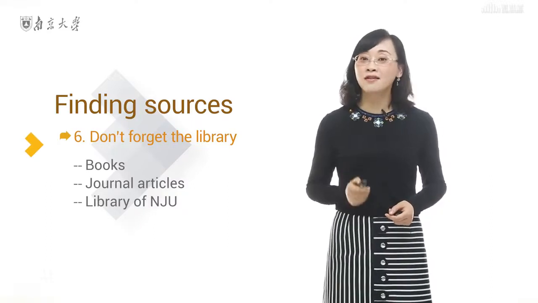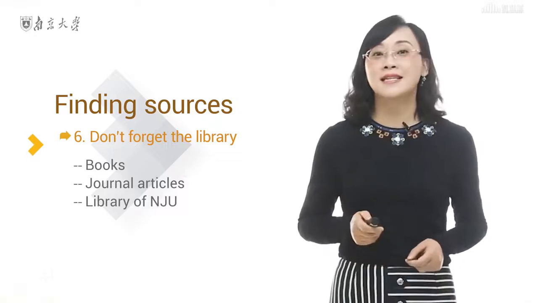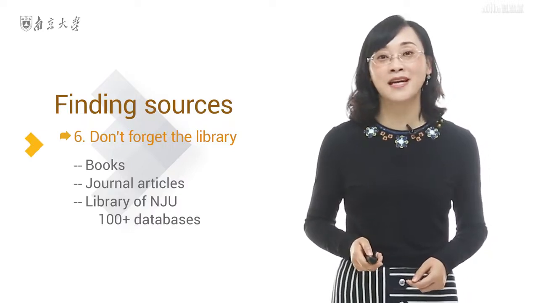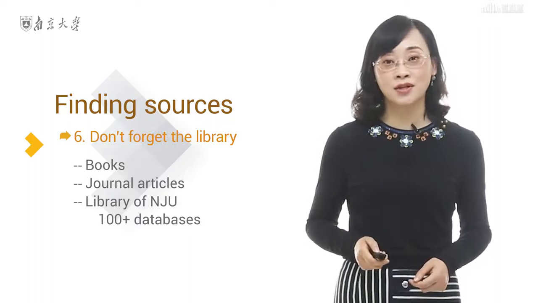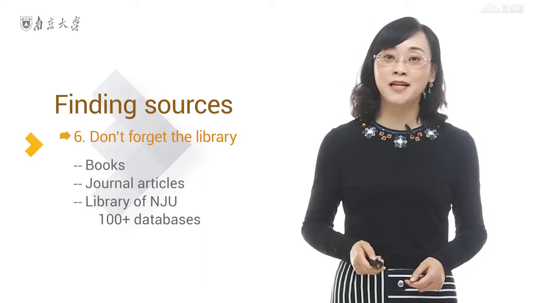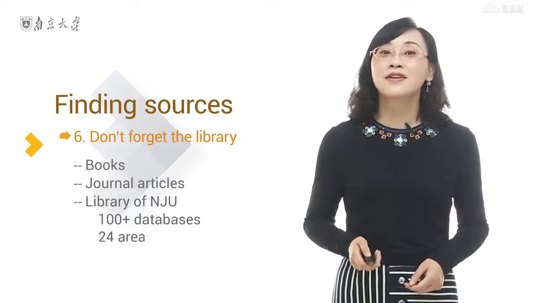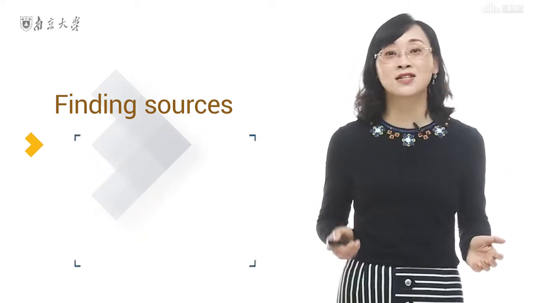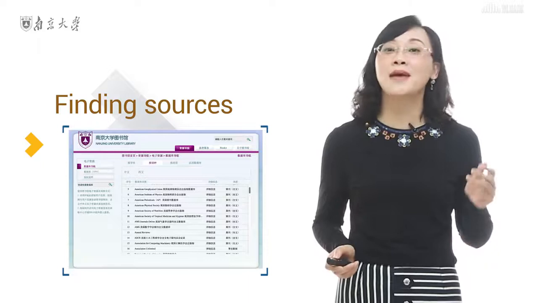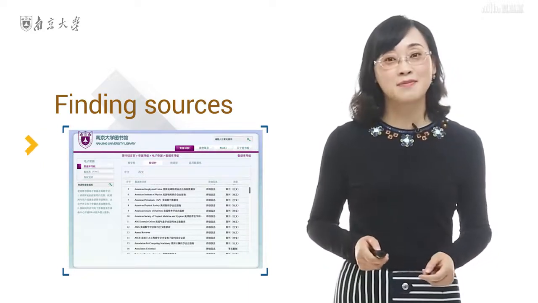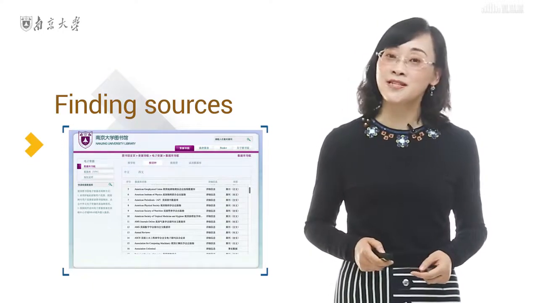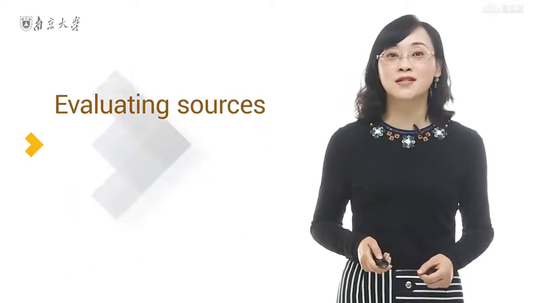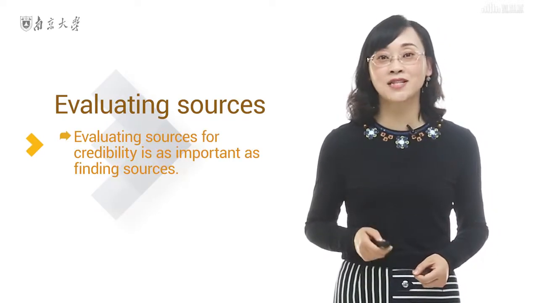You can find sources of journal articles, books, etc. Take the library of Nanking University for example. You can find over 100 databases in the online library, including EBSCOhost, Elsevier, JSTOR, American Periodicals, Encyclopedia Britannica Academics, etc. You can find sources covering about 24 areas, from humanity to social science, from physics to chemistry, from education to arts, from engineering to information technology. As a matter of fact, you can find most of the sources for your research papers if you can use the university libraries effectively.